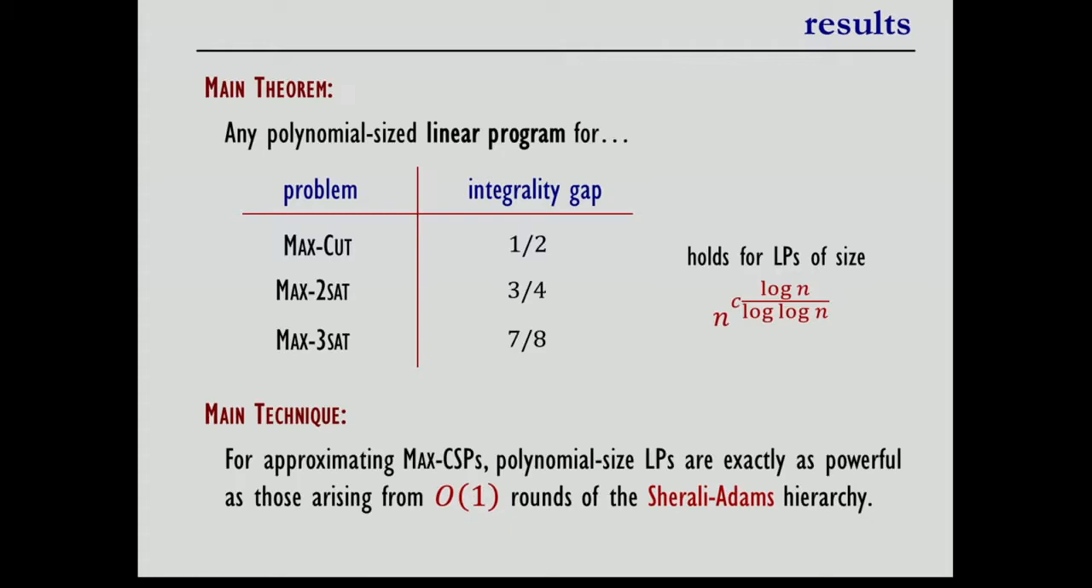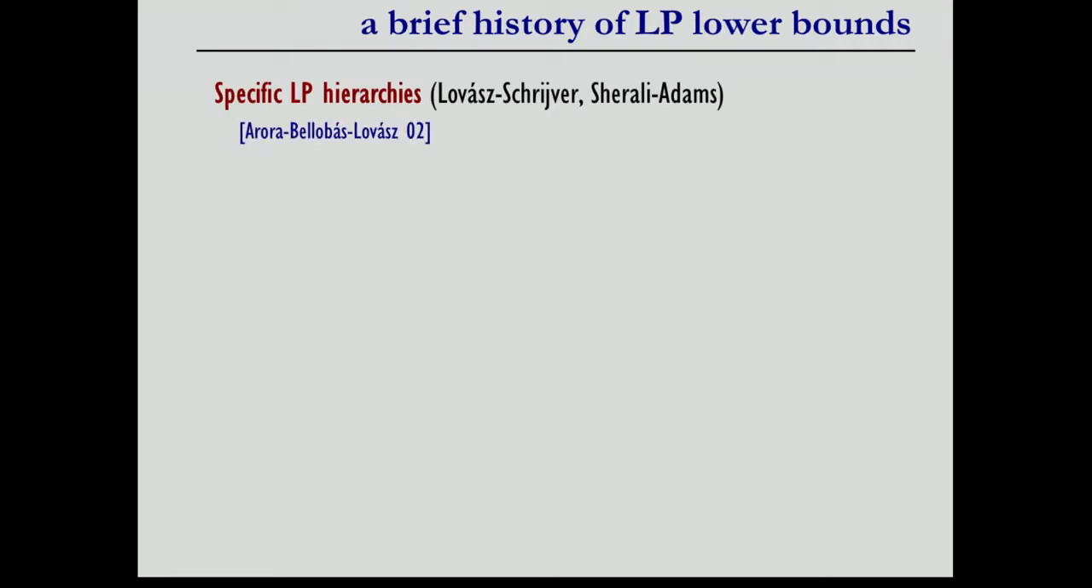Okay, so let me tell you about a very incomplete history of linear programming lower bounds. They basically come in two strains. One is work on these specific linear programming hierarchies, like the Lovász-Schrijver lift-and-project hierarchy or Sherali-Adams. Considering these systematically for approximation problems was really kicked off by Arora, Bollobás, and Lovász in 2002, trying to understand what the integrality gaps are for increasingly more sophisticated linear programs.